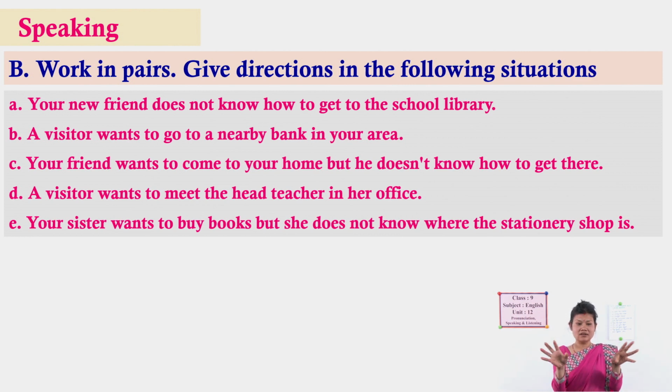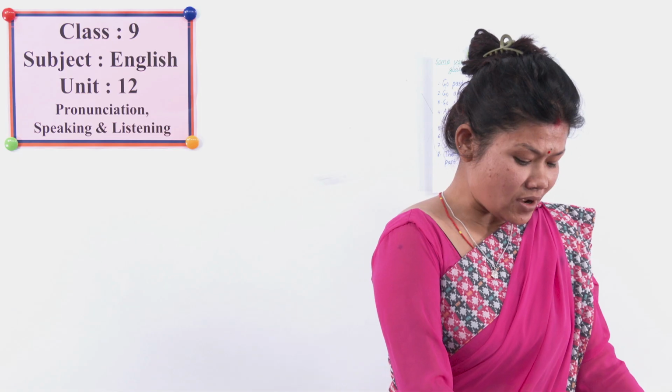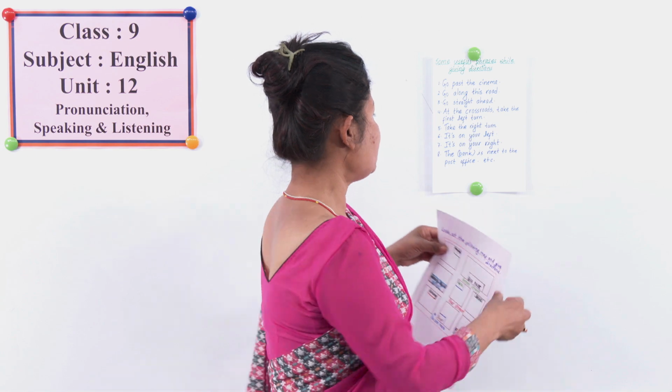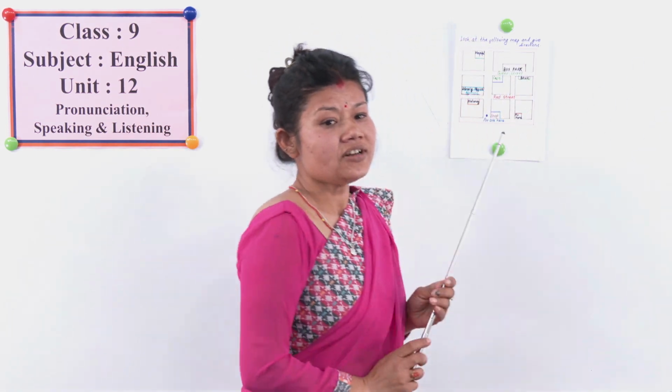Now, try to be in pairs, everybody. Okay, have you? Okay. Now, give directions in the following situations. The situations are given. Now, here you need the next map, because the previous map does not work, as new places are given here. Okay. So, I will show you one map here. So, please look at this map. Okay. Now, study this map.